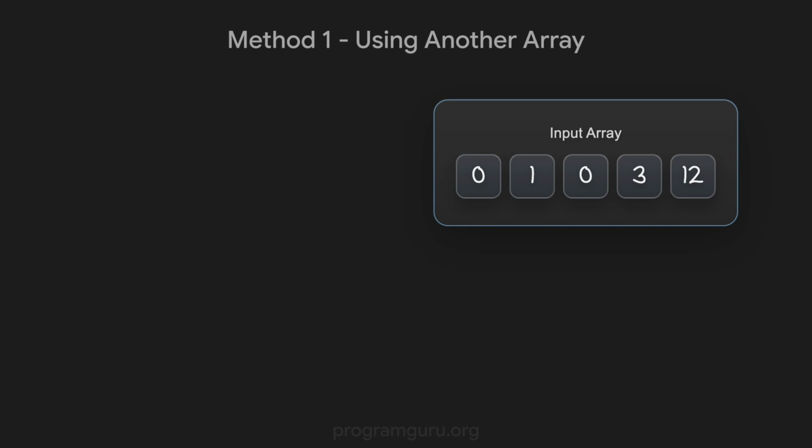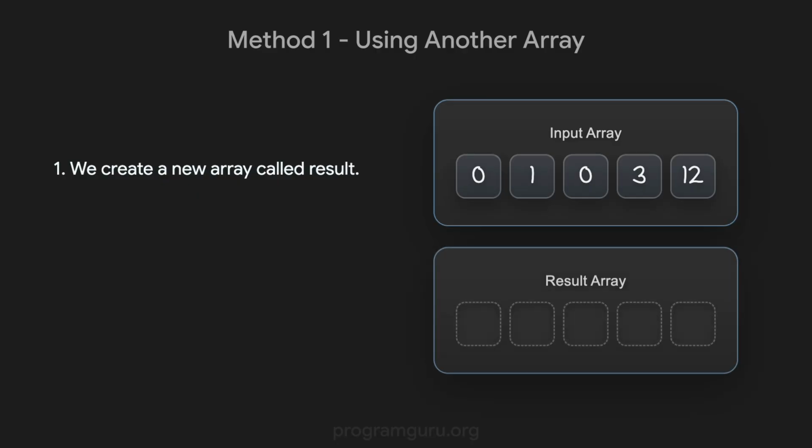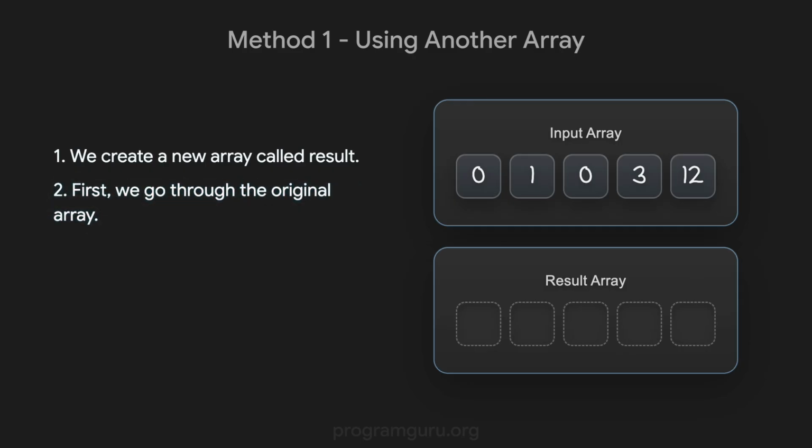Now let us solve this using method 1. In this method, we use another array. We create a new array called result. This result array will store our final answer. First, we go through the original array from left to right. The result array has 5 places because the input array also has 5 elements.